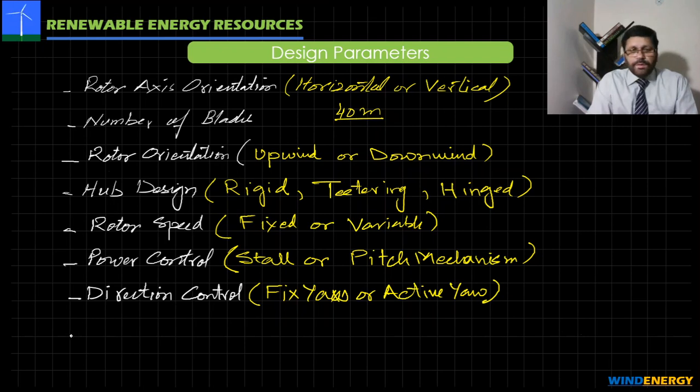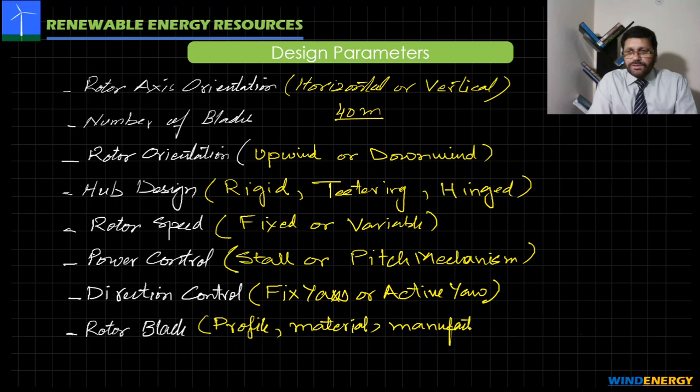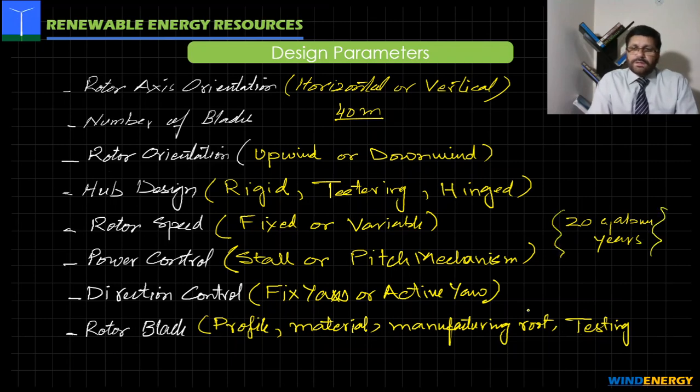Then the rotor blade. For the case of the rotor blade, the considerations are the profile of the blade, the material used for the manufacturing of the blade itself, the manufacturing process or route followed for the manufacturing of the blade, and the testing of the blade, because this turbine has to survive for roughly 20 and above years under the load in the field.